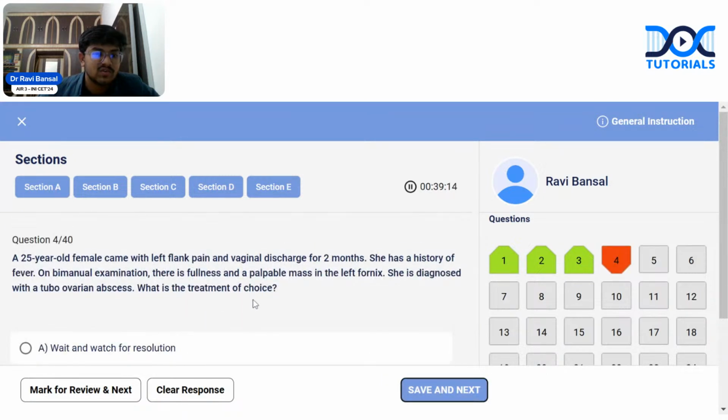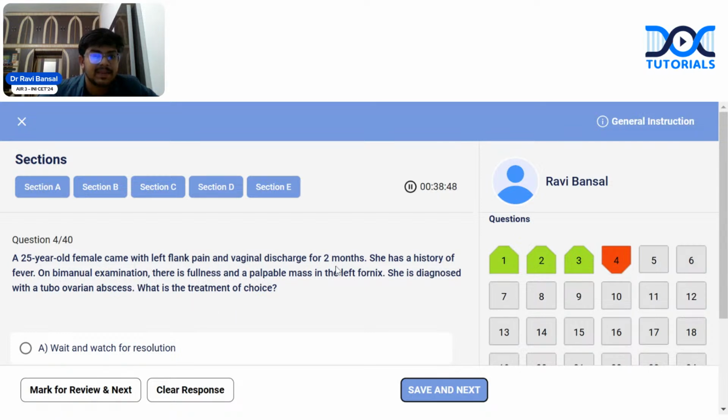What is the treatment of choice? A 25-year-old female came with left flank pain and vaginal discharge for 2 months. She has a history of fever. On bimanual examination, there is fullness and a palpable mass in the left fornix. She is diagnosed with tubo-ovarian abscess. What is the treatment of choice?